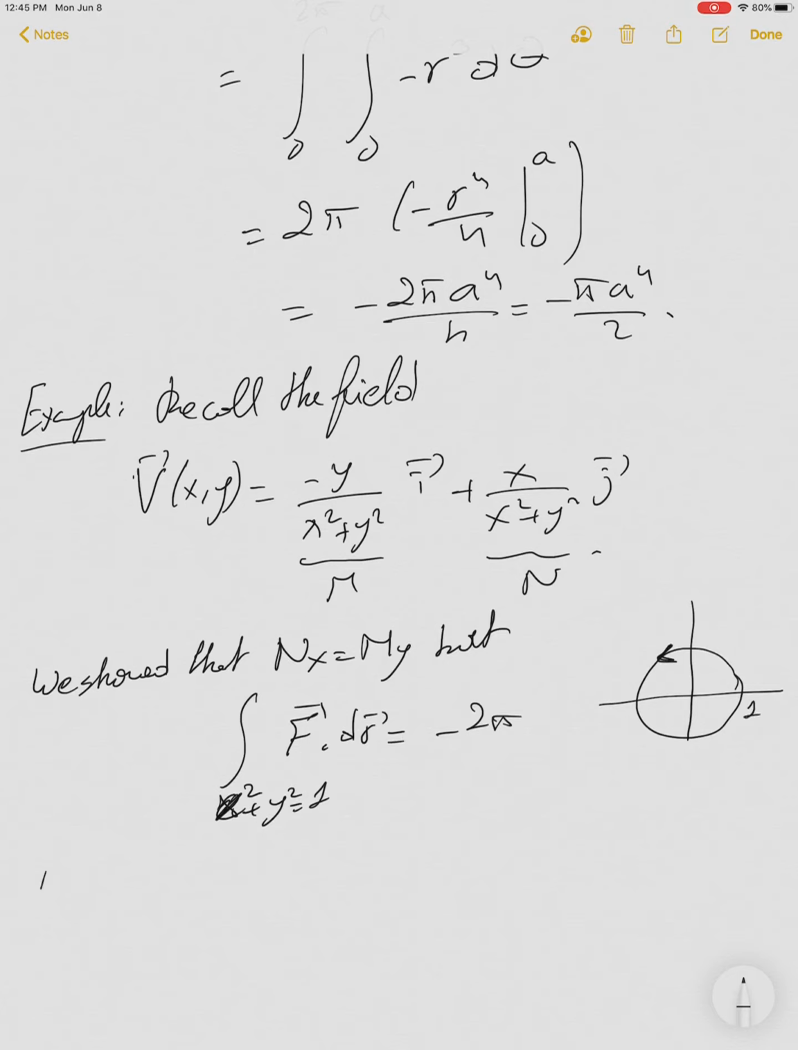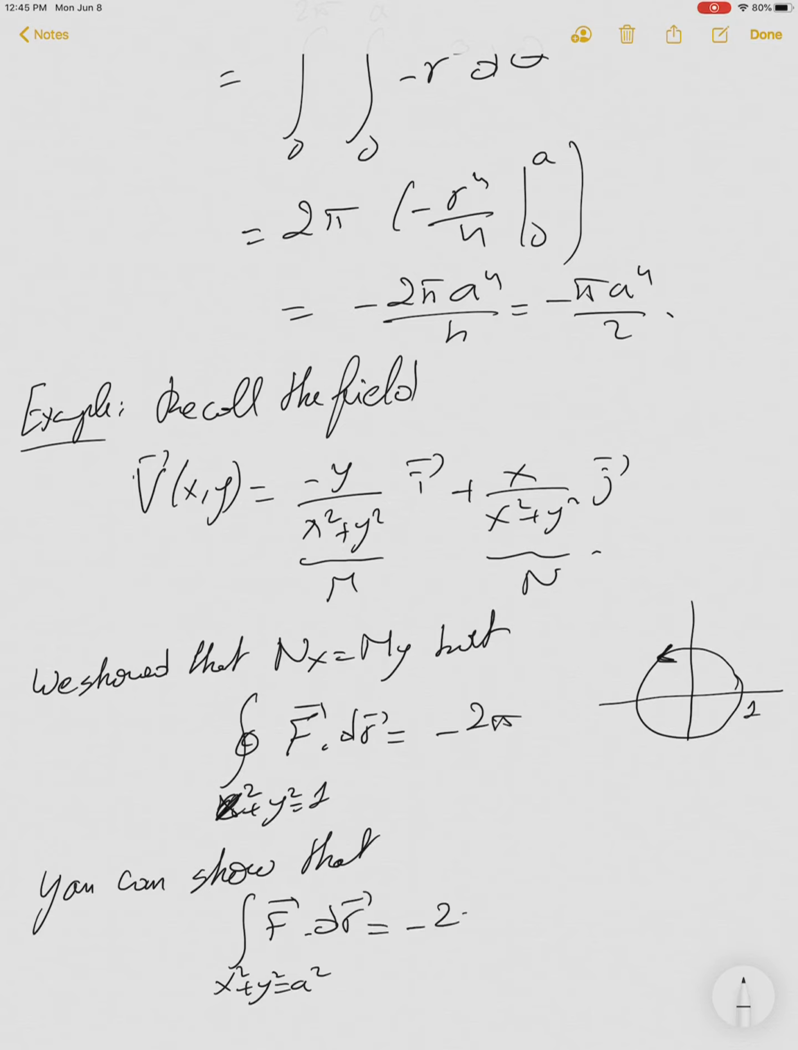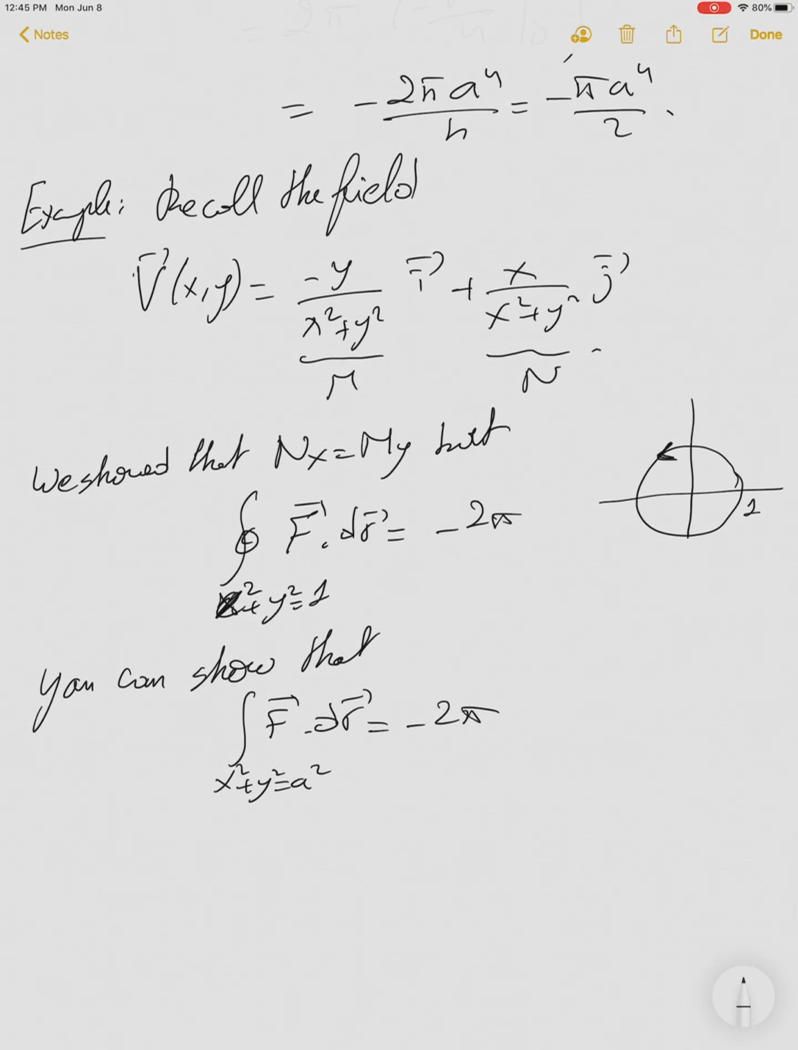Okay. Now you can show, and please do this, that in fact the integral over x squared plus y squared equal a squared of f dotted dr is also equal to minus 2 pi. Here you cannot use Green's theorem. Why can you not use Green's theorem? Because here I have a point at the origin where m and n are not even defined, let alone their partial derivatives. So we cannot apply Green's theorem in this case.